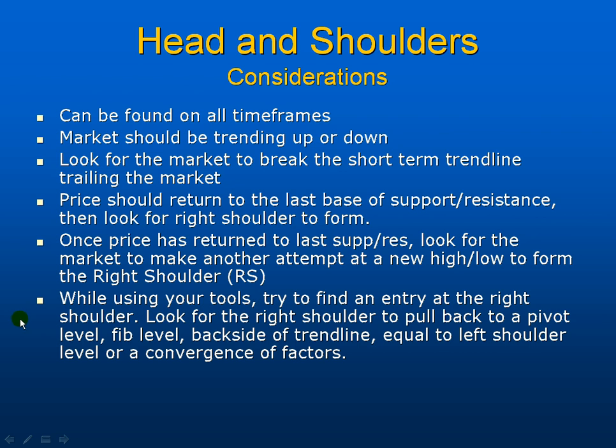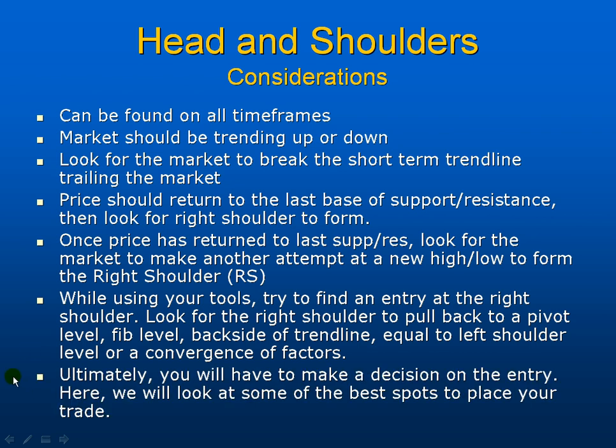Then we're going to ideally try to find our entry point at the tip of the right shoulder using all of our tools: fibs, backside of a trend line, support, resistance, pivot points, etc. We're going to look for a convergence of factors at the right shoulder. Ultimately, you're still going to have to make a decision on the entry, and there is no way that I can express any absolute rule to enter on the tip of the right shoulder.